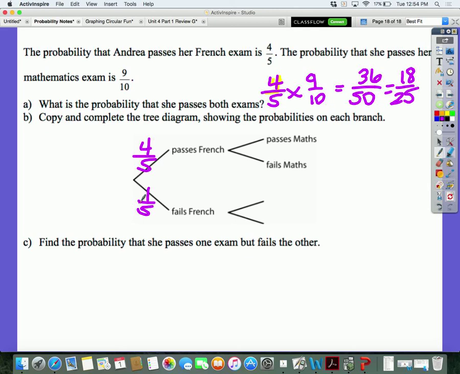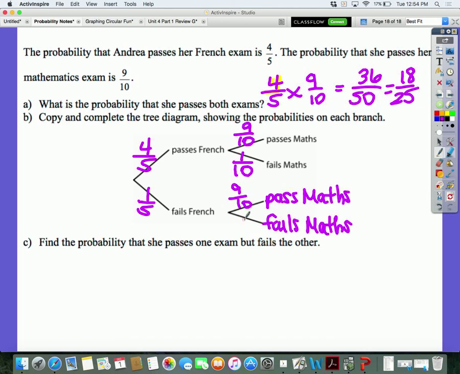Now, if she passes math, what's that probability? 9 out of 10. So failing would be 1 out of 10. So if she passes French, there's the probability that she might pass math or fail math. But if she fails French, what are the other two outcomes that are missing here? That she passes math and she fails math. The same way as before. So what's the probability that she'll pass math? Still 9/10, and fail math? 1/10. So there you go.